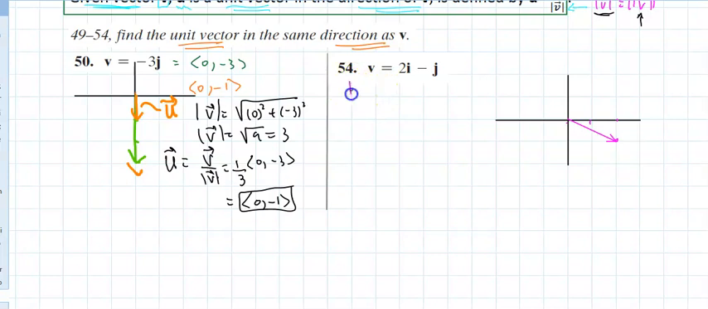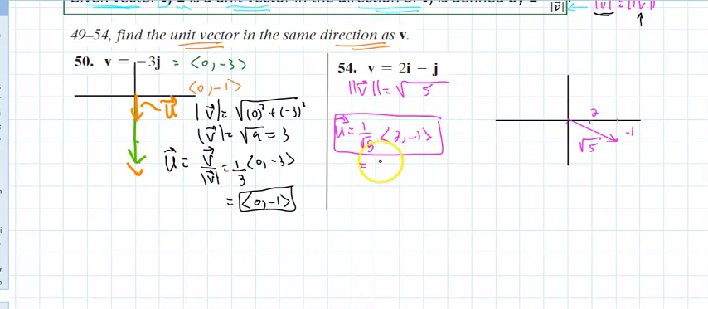Well, if I take the magnitude of V, that would be the square root of, well, that's nothing more than this is 2 and this is negative 1. That's like our R, right? That's the square root of 5. Are we getting this? And I'll say U is 1 over radical 5 times 2 negative 1. You could leave it like that. I don't mind. That's the same thing. Or you could say 2 over radical 5 and negative 1 over radical 5.